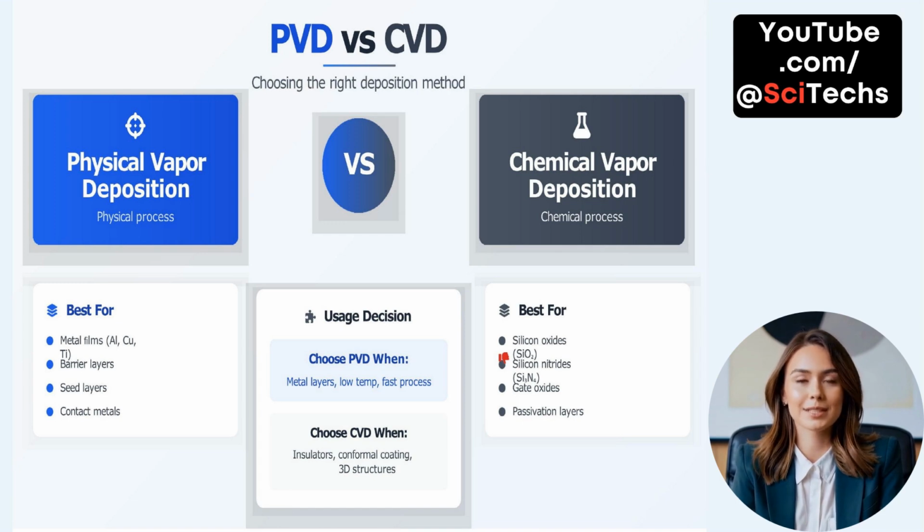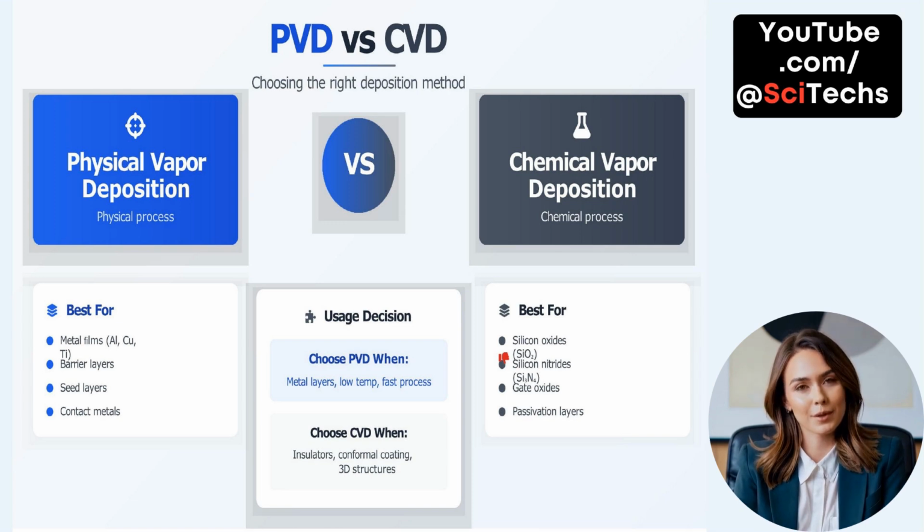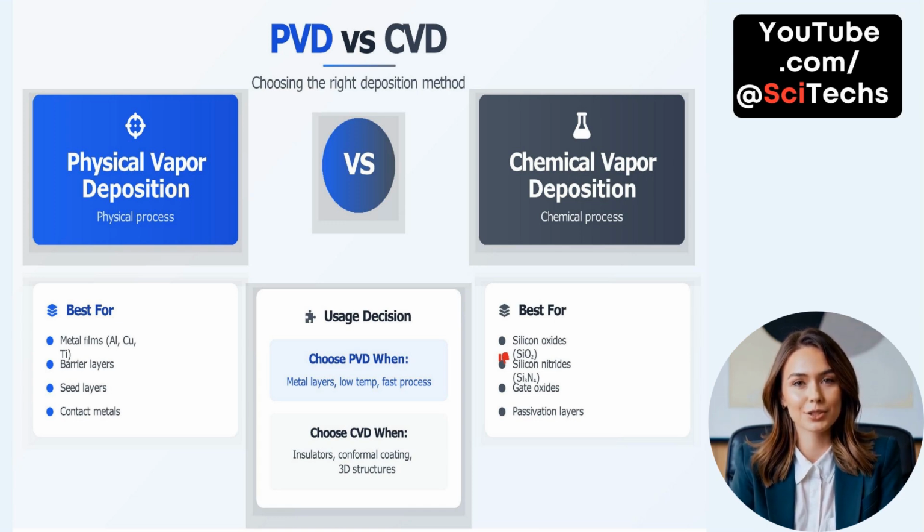It's best for depositing metal films such as aluminum, copper, and titanium. Additionally, PVD is commonly used for barrier layers, seed layers, and contact metals due to its speed and effectiveness at relatively low temperatures.